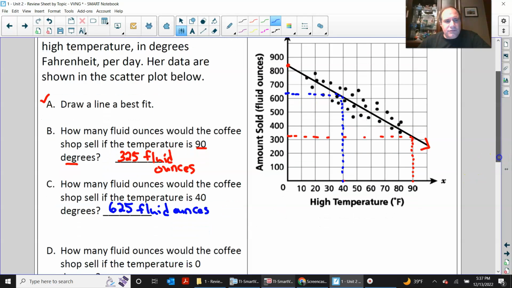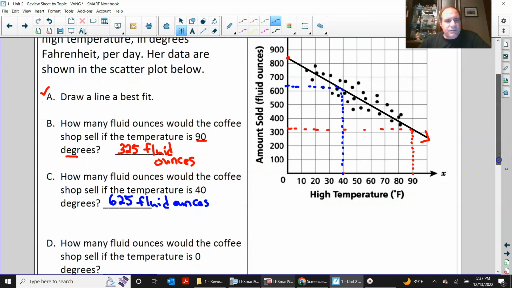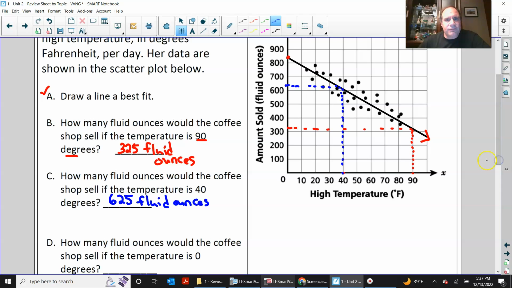All right, so let's go down. How many fluid ounces would the coffee shop sell if the temperature was 0 degrees? 0 degrees right here. They're really asking for what the Y-intercept would be there. So it's that starting rate at 0 degrees Fahrenheit. Mine would be around 850, 840. I'm going to say it's 840.